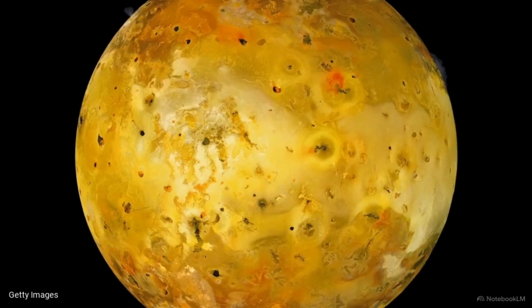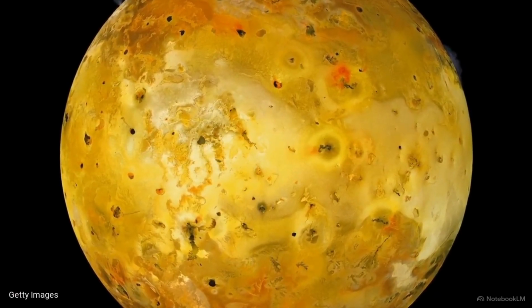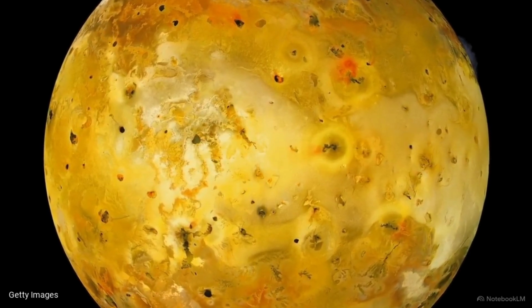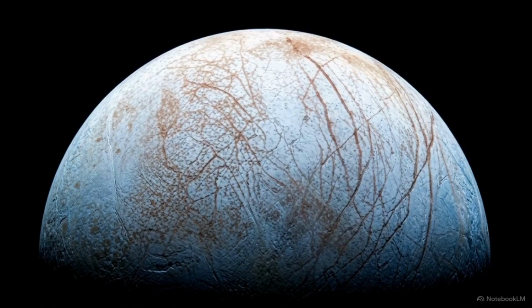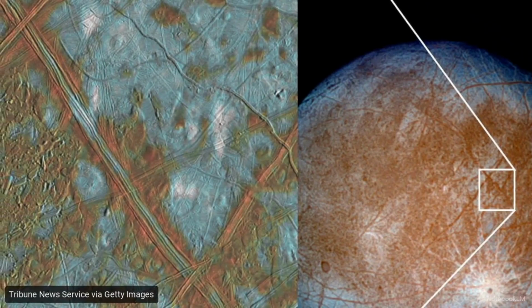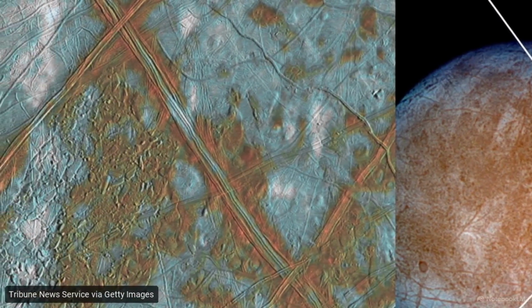The closest of the four is Io. Its yellow, sulfurous surface is pockmarked from constant volcanic eruptions, driven by extreme gravitational stretching. Just past the fire of Io is the deep freeze of Europa. Its cracked outer shell of ice completely conceals a vast, global liquid ocean that scientists believe could harbor life.